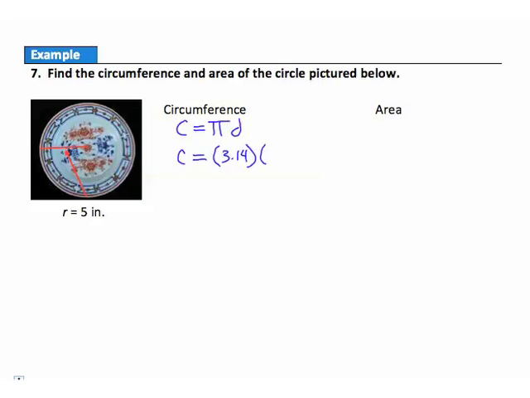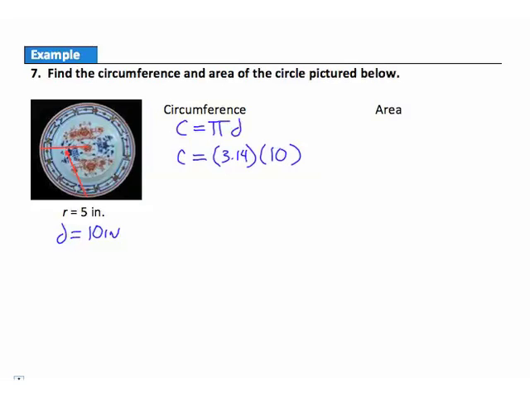Well, we want to find the diameter of this circle. Well, if we take a look, if the radius is 5 inches halfway across, then the distance all the way across, which is the diameter, is going to need to be 10 inches. So I'm going to plug 10 up here into my formula.